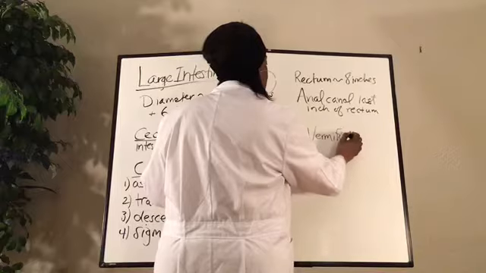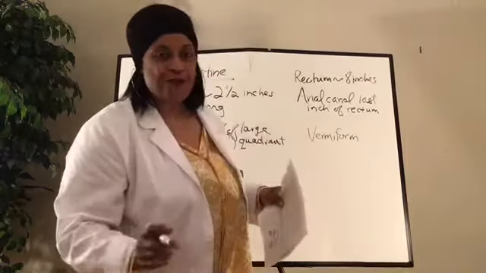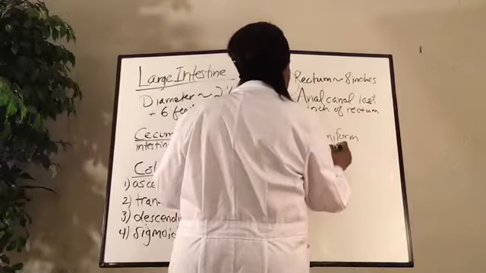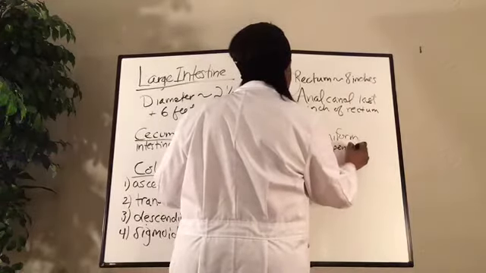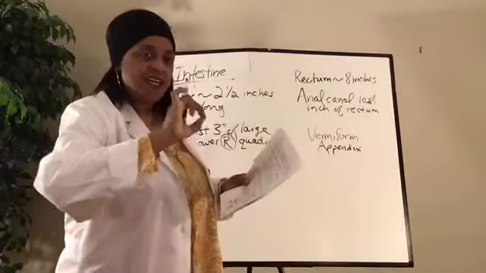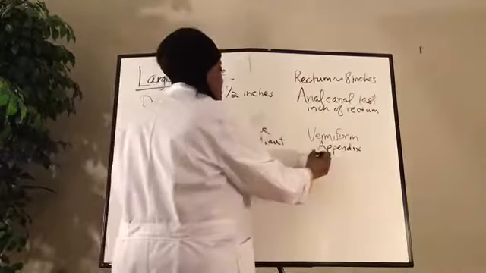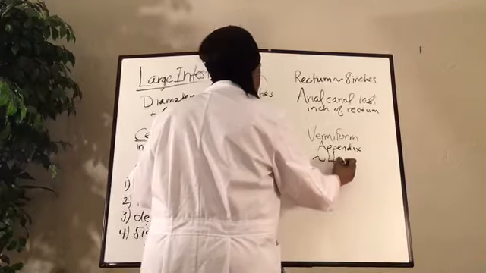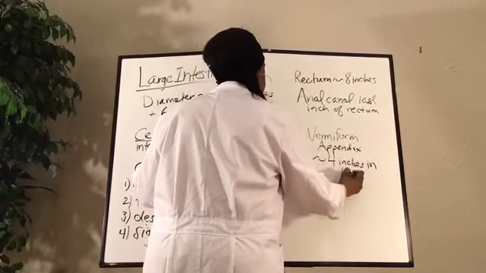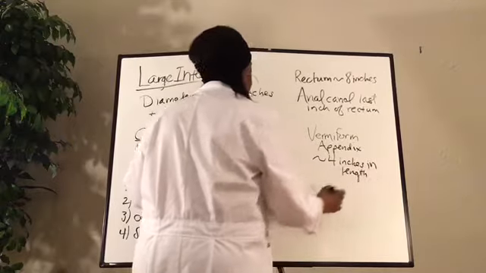Spell this right. Vermiform appendix. Okay. And this is approximately 4 inches in length.